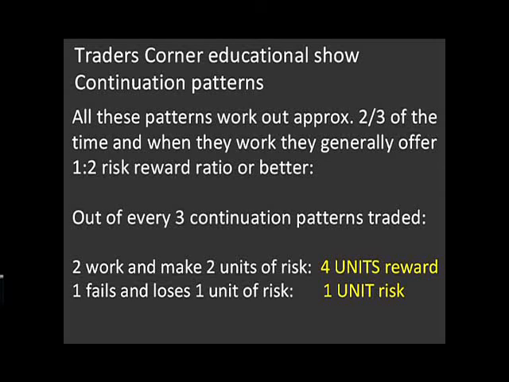So what that means is that out of every 3 continuation patterns that you traded, 2 of them will work, and on those you'll make 2 units of risk, resulting in 4 units of total reward. And on one of those you'll lose, and you're going to lose 1 unit of risk. So if you took every single flag, wedge, and triangle pattern that you ever saw, on average, for every 1 unit of risk you took, you would make 4 units of reward.